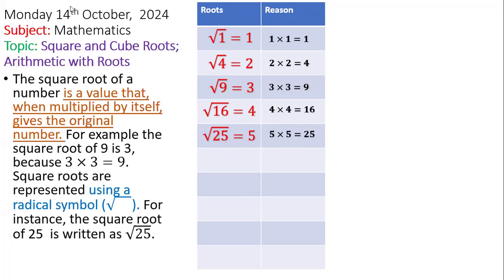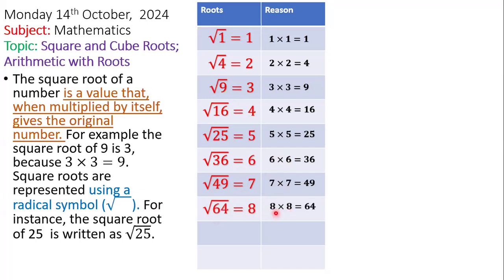Next, what is the square root of 36? 6. Because 6 times 6 is 36. What's the square root of 49? 7. Why? 7 times 7 is 49. Next, what is the square root of 64? 8. Why? 8 times 8 is 64.